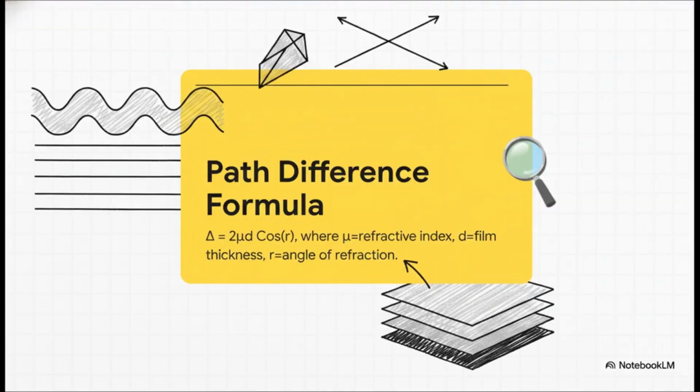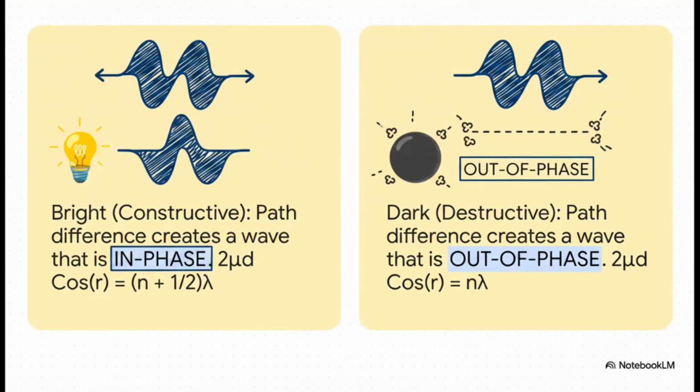But don't panic. For most exams, you don't need to derive it, you just need to know what the letters mean. It shows that the path difference depends on the film's refractive index mu, its thickness d, and the angle r. And see that d for thickness? That's the real star of the show. It's why the colors on a bubble are always moving and swirling around, because the thickness of that bubble wall is constantly changing.